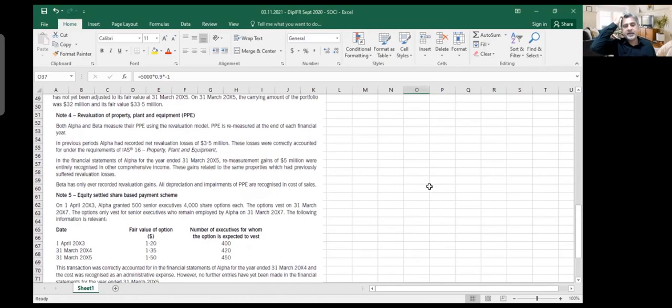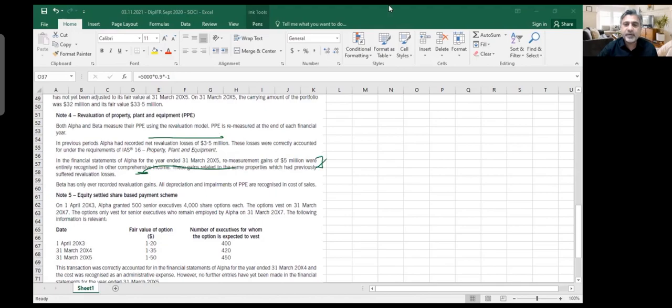Revaluation of property, plant, and equipment. Both Alpha and Beta measure their PPE using the revaluation model. PPE is remeasured at the end of each financial year. In previous periods, Alpha had recorded net revaluation losses of 3.5 million. These losses were correctly accounted for under the requirements of IAS 16 PPE. So, in the financial statements of Alpha for the year ended 31st March, remeasurement gains of 5 million were entirely recognized in other comprehensive income.